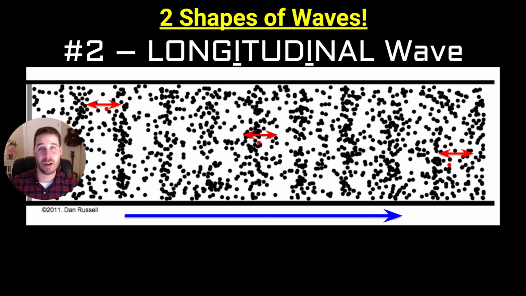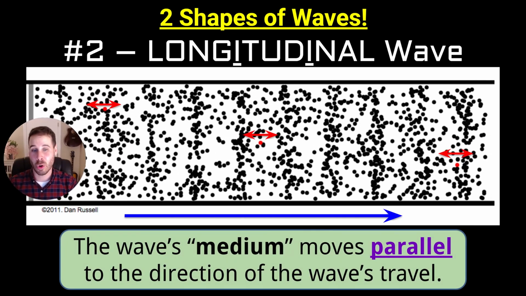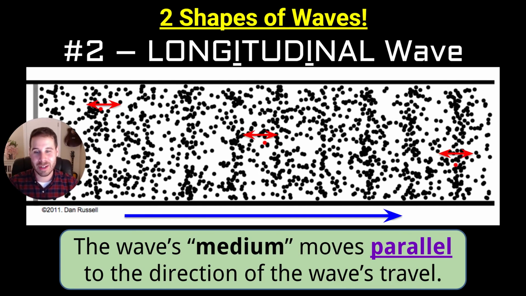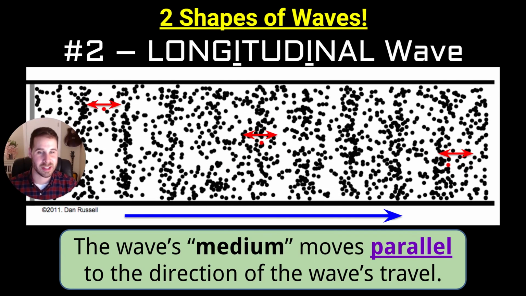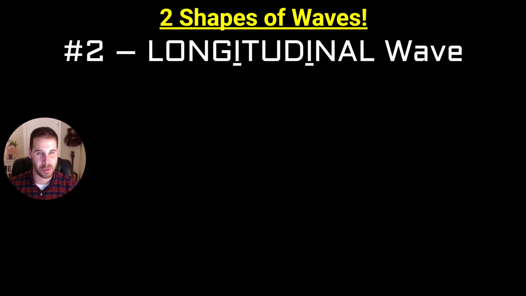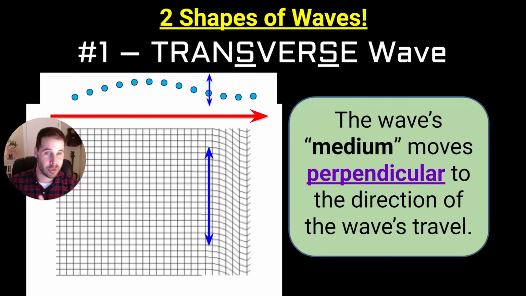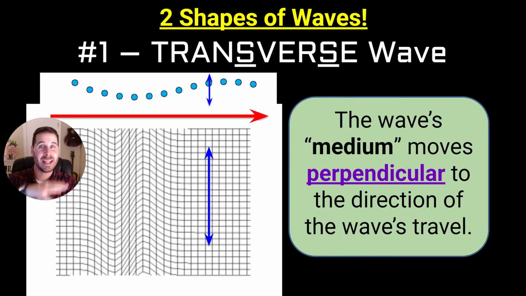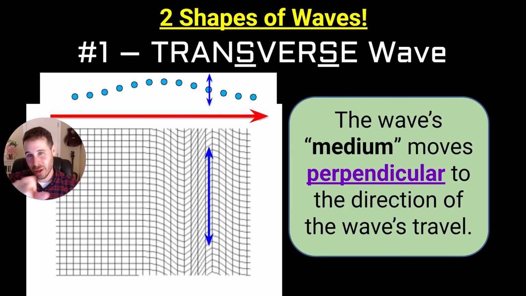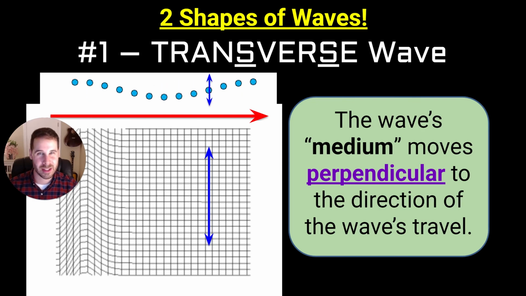So what makes a longitudinal wave longitudinal? Well, it's about the wave's medium or material moving parallel to the direction of the wave's travel. Remember the previous example, let me go back for a moment. I know you probably want to write that down, but I'll go back for just a second. This was a transverse wave, and that type of wave had its medium moving perpendicular to the wave itself. And you'll notice that there's an underline under the 2 S's in the word transverse.